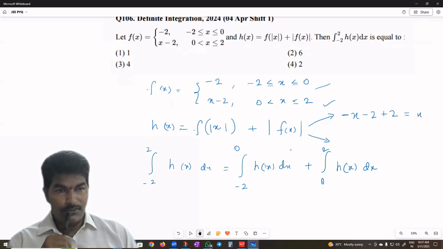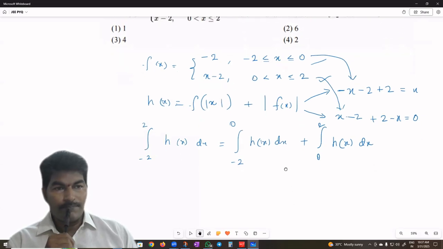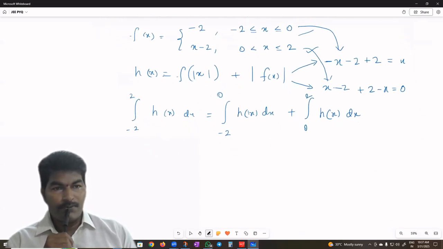And for the second case, 0 to 2, f of x was defined as x minus 2. So mod x will be the same, x minus 2. And for modulus of f of x the value will be plus 2 only, 2 minus x. 2 minus x, it will be 0 for this case. So this is the first case, this definition, and this definition here accordingly. So from minus 2 to 2, what is h of x?